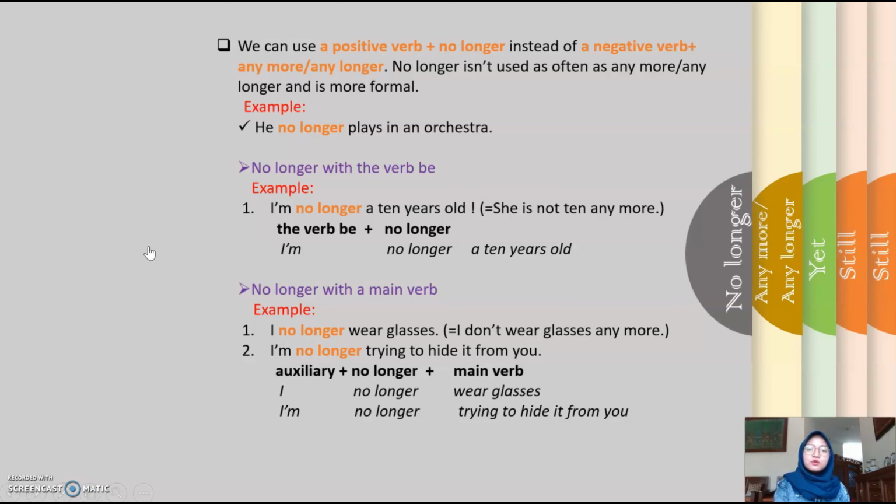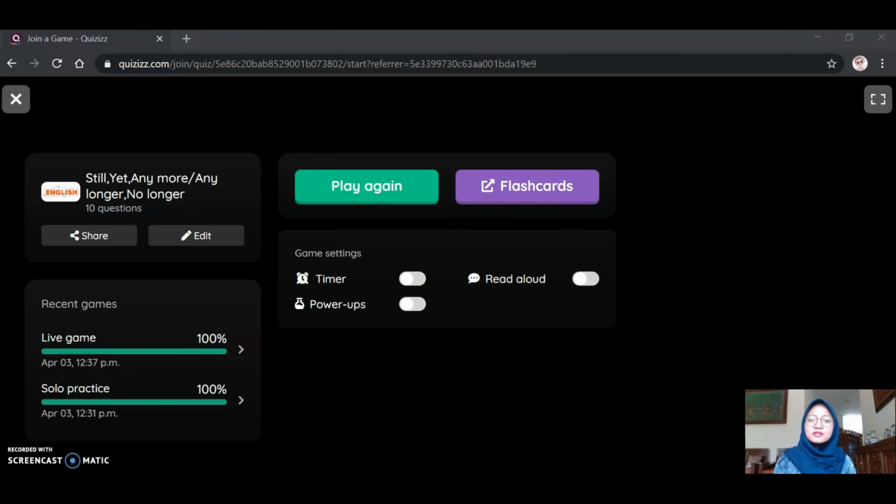I will give you some questions. I put the questions in the quizzes application. I put the link below in the description so you can access it. Okay, we can start to answer the questions in the quizzes application. I will answer 3 questions.